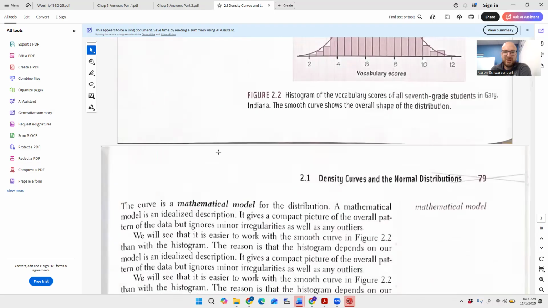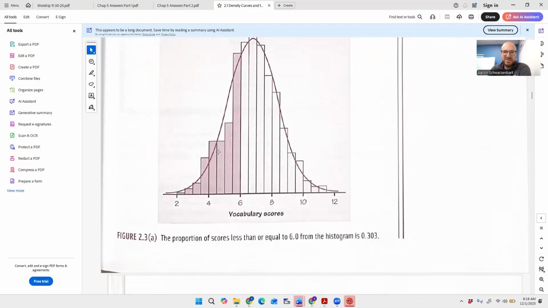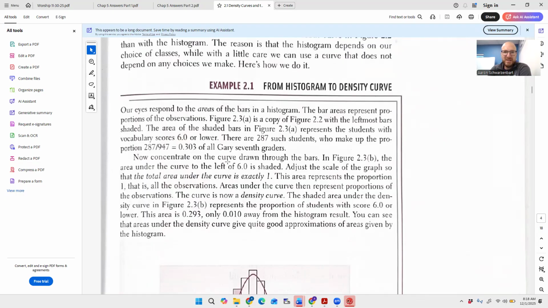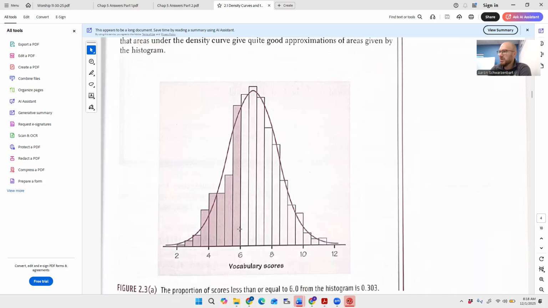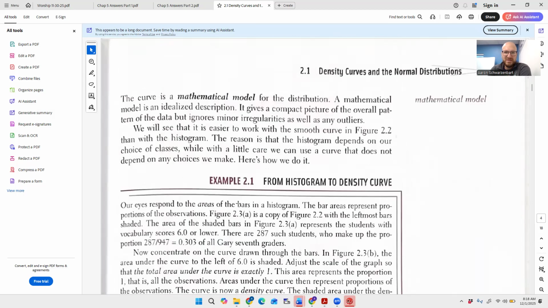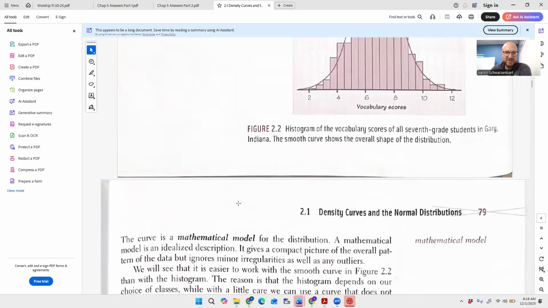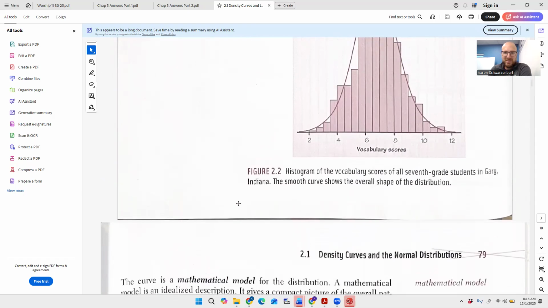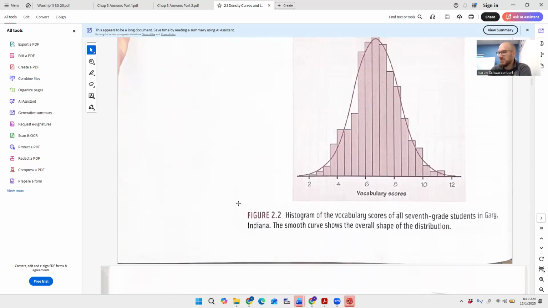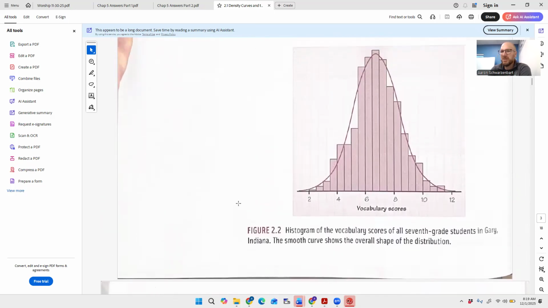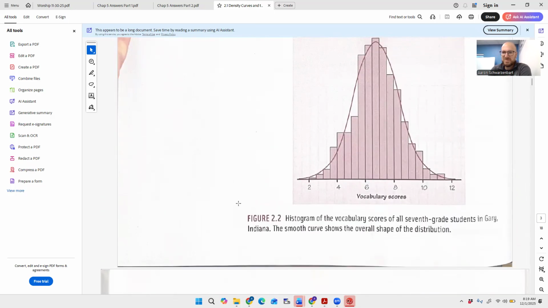Let's get specific on what you have to be able to do. From histogram to density curve. Our eyes respond to areas. So here we've got 6 and below on this density curve. I don't know exactly what it is. Vocabulary scores for seventh grade students in Gary, Indiana on some test. We're going to come back to this. Looks like it averages about 6.5 to 7.